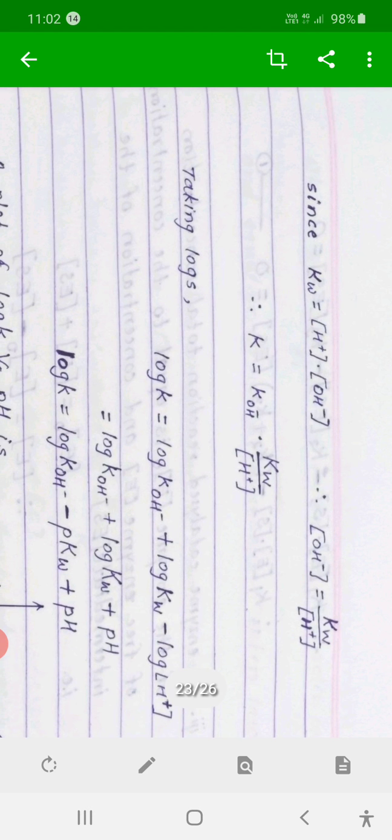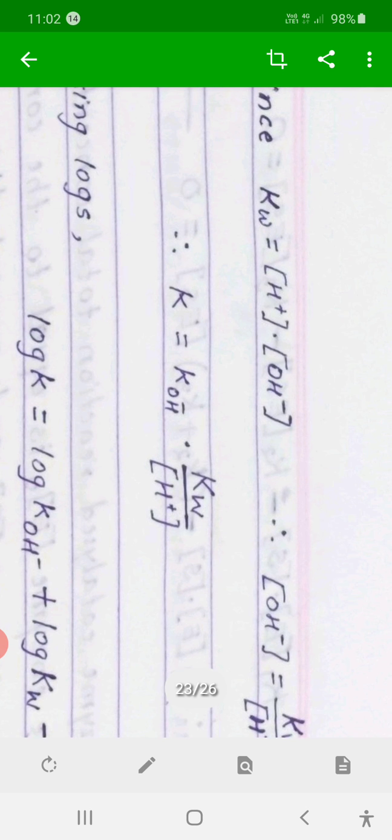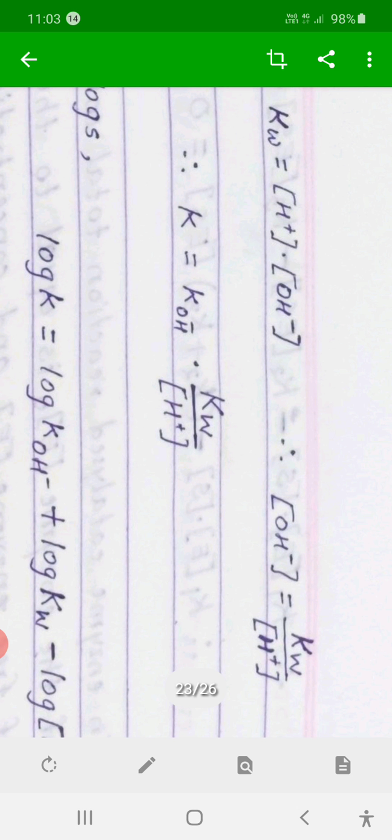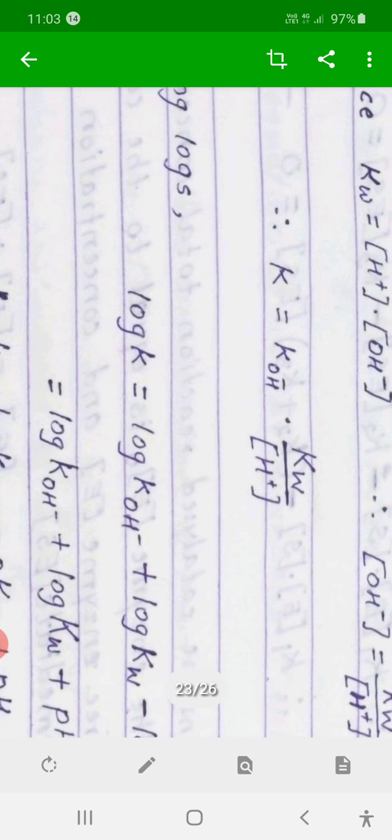But here, since Kw is the ionic product of water, Kw equals the concentration of H⁺ into the concentration of OH⁻. Therefore the concentration of OH⁻ is equal to Kw upon the concentration of H⁺. Substituting this value of the concentration of OH⁻ in the previous equation, the equation becomes k is equal to k_OH⁻ into Kw upon the concentration of H⁺.